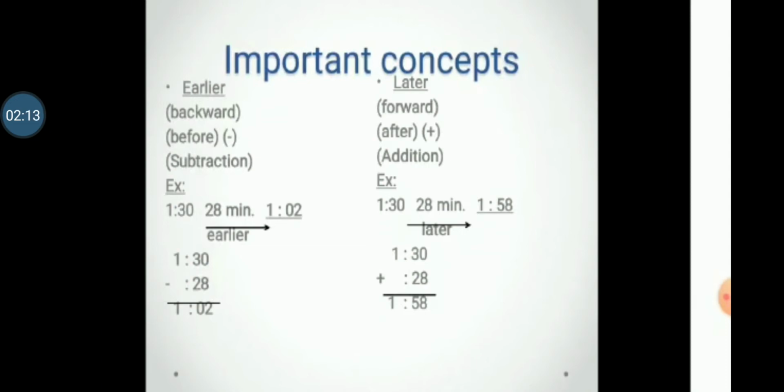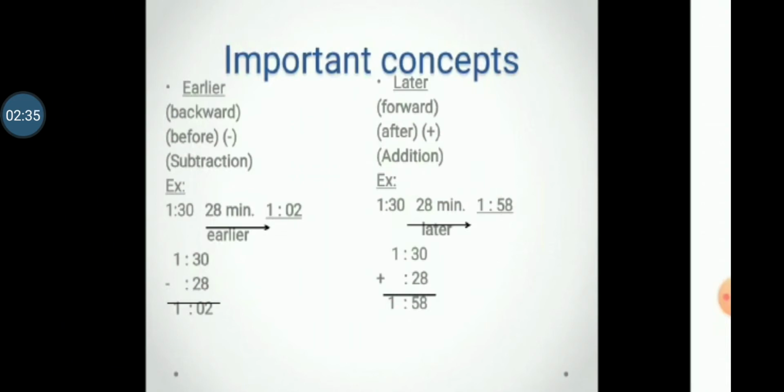You can see both the examples. For earlier, we have subtracted the minutes, and for later hours, we have added the minutes. So these are the main and major concepts that everybody should know about earlier hours and later hours.